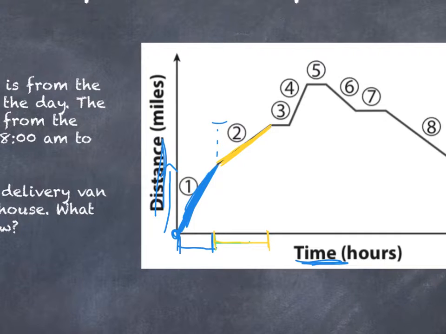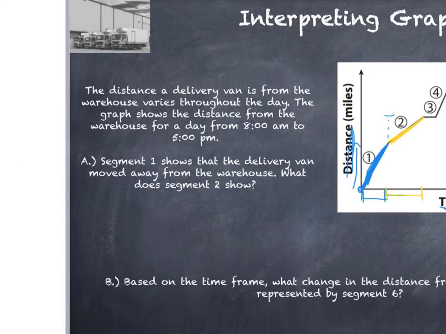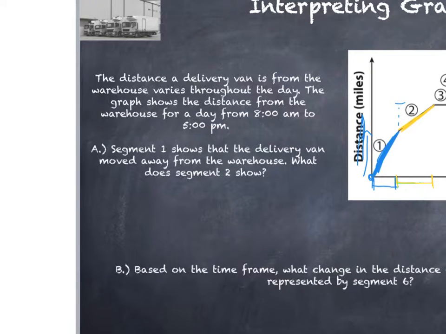So think about what that might mean with this delivery van, okay? This probably means that the van is traveling at a slower speed. It's not covering as much distance. Maybe it got off of the highway and is just on regular roads now. It has a lot more stop lights that it needs to deal with. So what does segment 2 show? It shows that the van is traveling at a slower speed than segment 1.